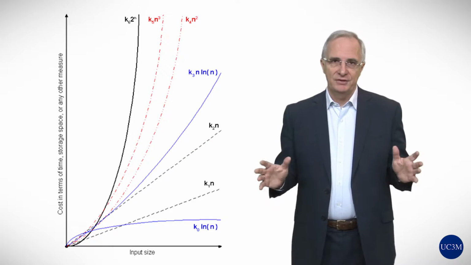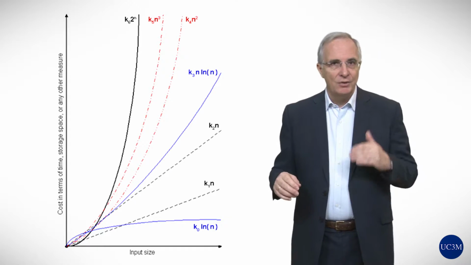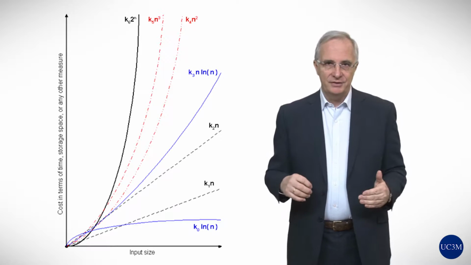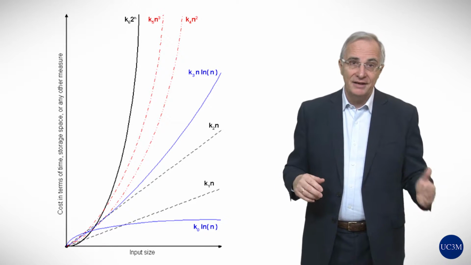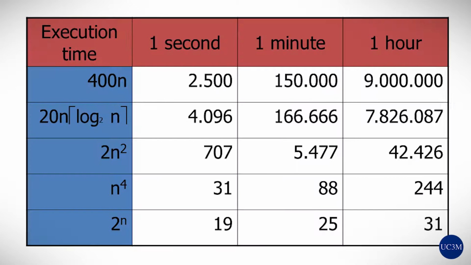Then we have the linear functions. Then come n log n, the quadratic and cubic functions. And we see again the exponential growth as the worst of all of them. This is finally another way of getting a better feeling about how good the different functions are.